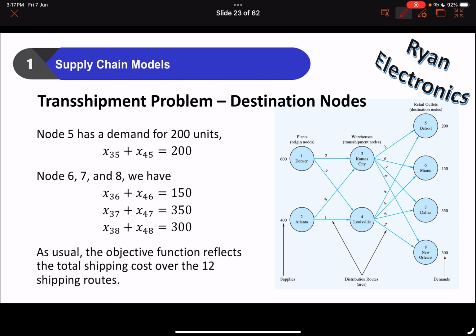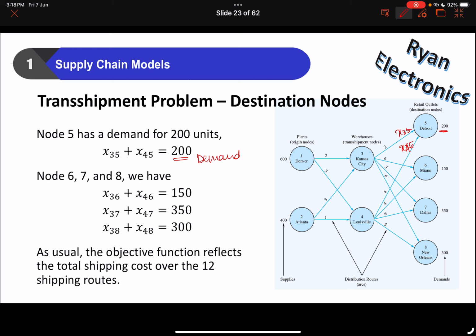Okay, and then the demand is written the same way as how we wrote the transportation problem, what comes in. So this is coming in from 3, so x35. This is coming from 4, x45. Okay, must be equal to the demand. This is the fixed demand that you get here.